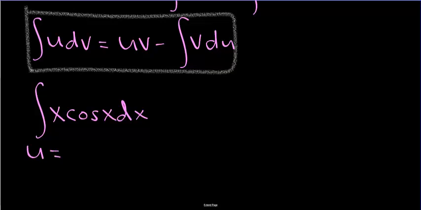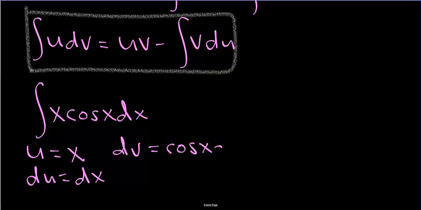I'm going to let u be one of these two things. In this case, the better choice is x. And you'll see why in just a second. So I'll let u be x, and then du is equal to dx. So now it's just like substitution. Now the rest, all that we didn't let u be, is what dv is equal to, which is cosine x dx. Now what I have to do is get the antiderivative of that. See? Because I want to know what v is. So v is equal to sine x, right?